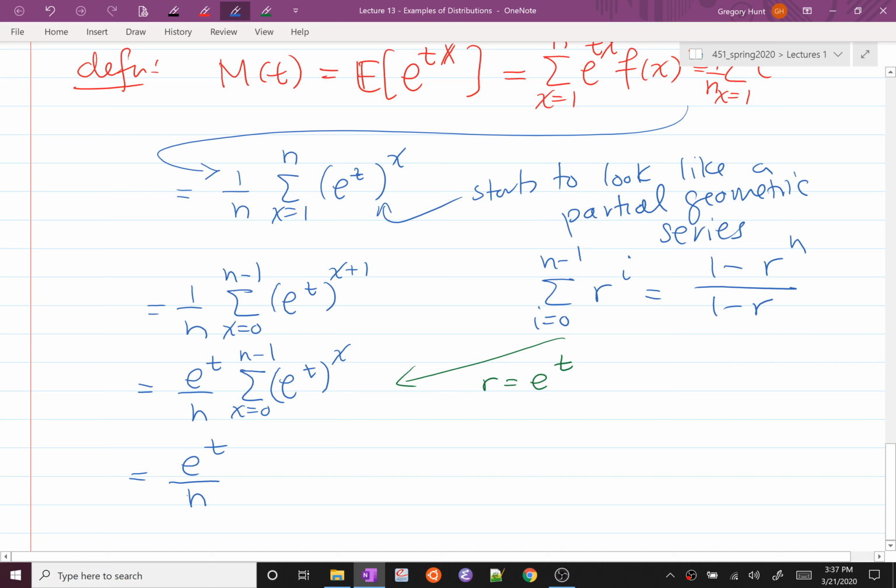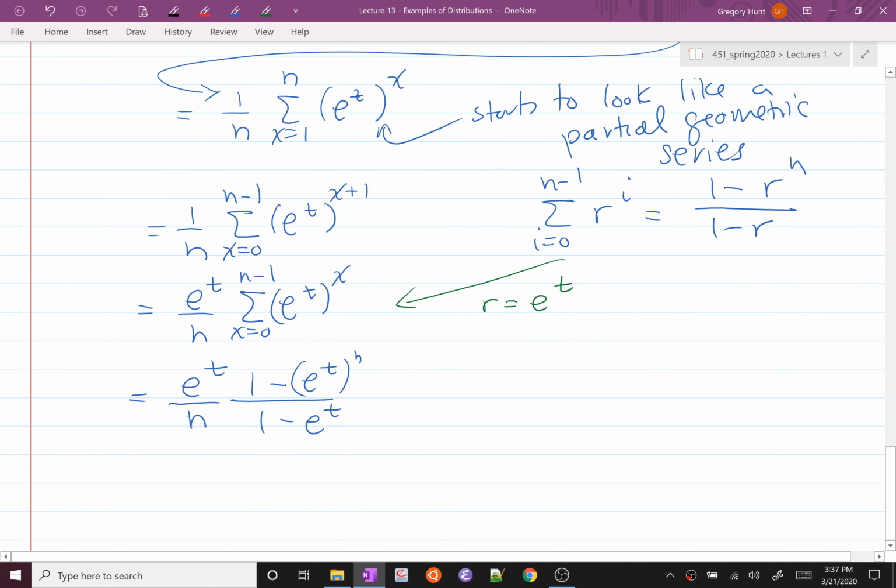I get n in the denominator. And I get 1 minus e to the t to the n over 1 minus e to the t. And you could leave it there. If you want, you can multiply through by e to the t, and we get e to the t minus e to the t(n plus 1), using our rules of exponents, over n times (1 minus e to the t).